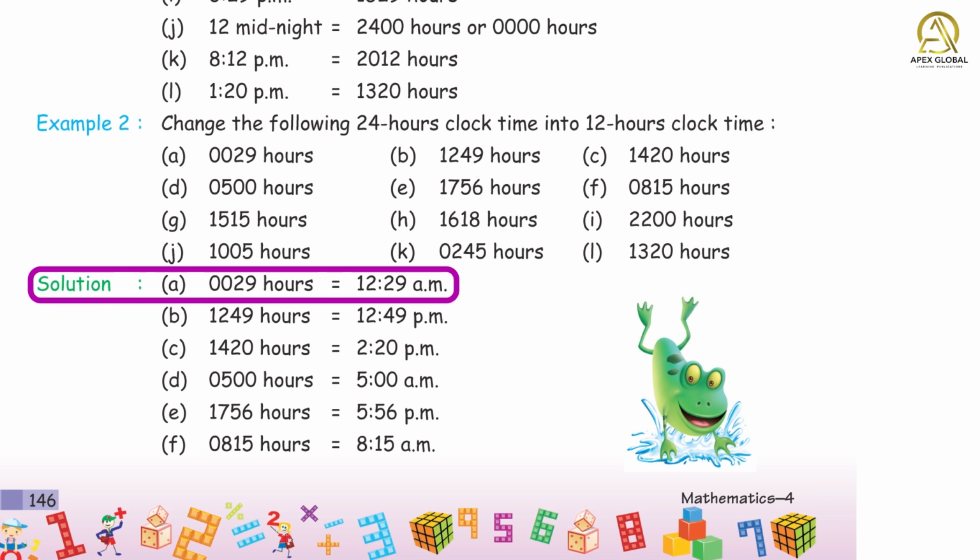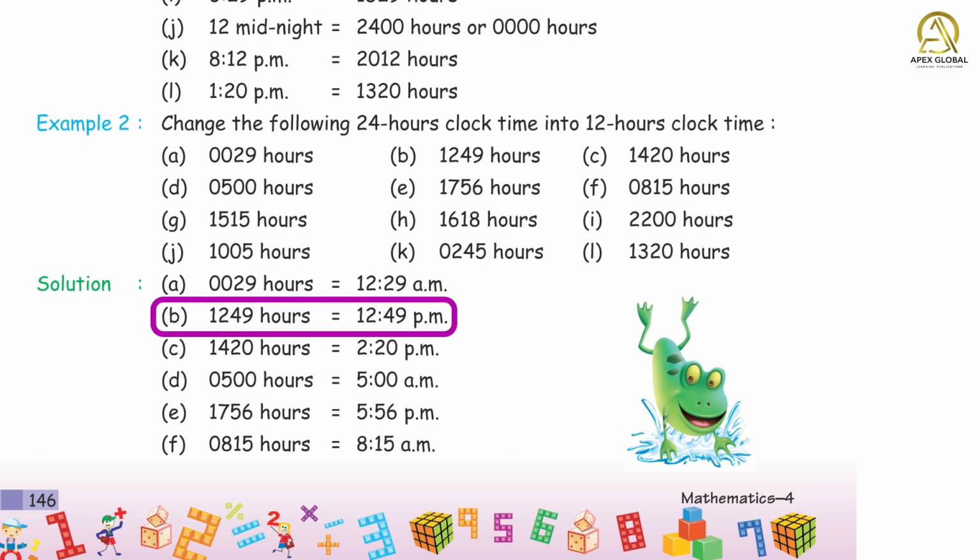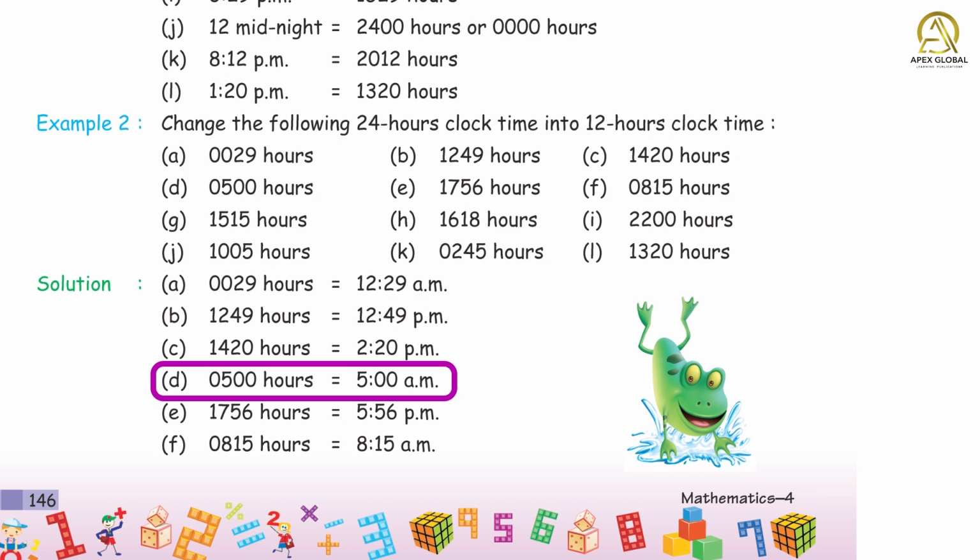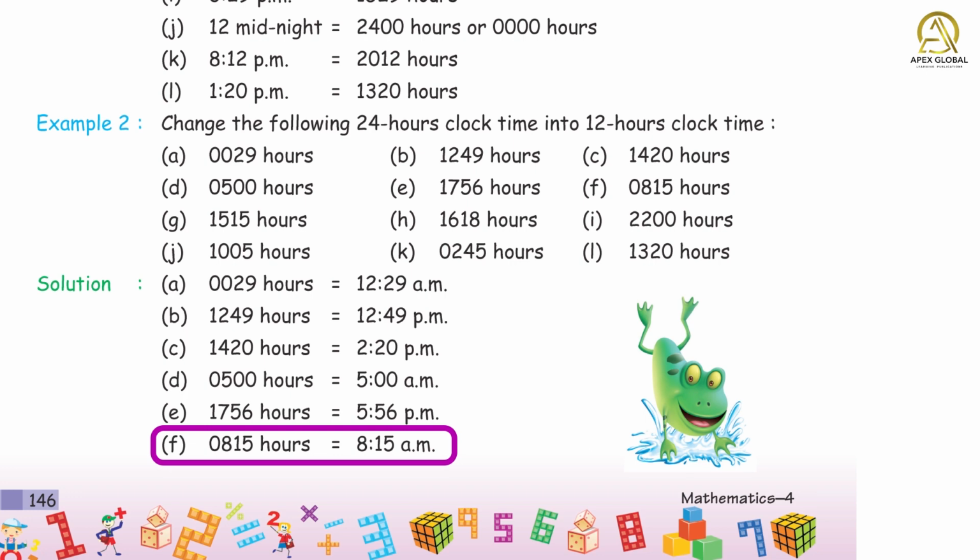Solution: A. 0029 hours, 12:29 a.m. B. 12:40 hours, 12:40 p.m. C. 14:20 hours, 2:20 p.m. D. 500 hours, 5 a.m. E. 17:56 hours, 5:56 p.m. F. 8:15 hours, 8:15 a.m.